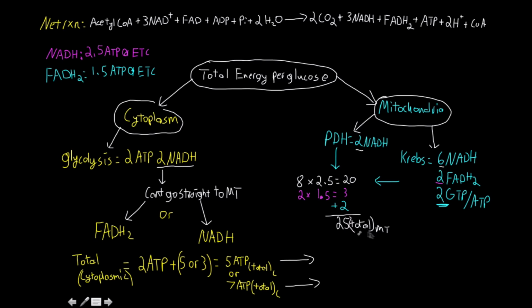So for the grand total, the total energy per glucose can be 25 plus 5, which means we would have 30, or it could be 25 plus 7, which would be 32 molecules of ATP as the total energy per glucose. Now, this is a theoretical yield. It's theoretical, right? It's never going to actually be that high.